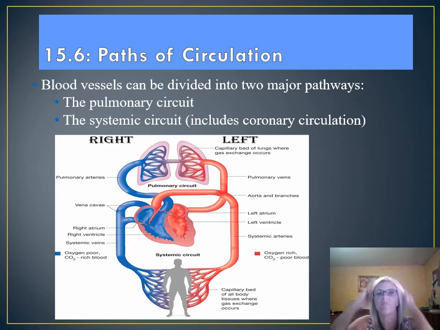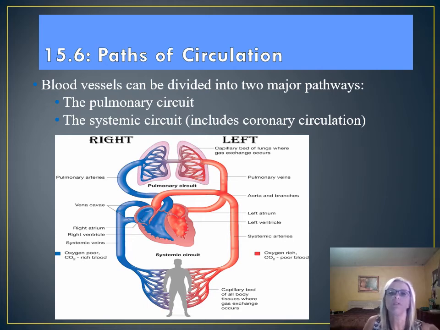Circulation, of course, is vital because it supplies oxygen and nutrients to all of the tissues that need them and removes the waste. So we really can't survive without good circulation. Tissues don't survive without good circulation. So remember that we have two major pathways for blood vessels.